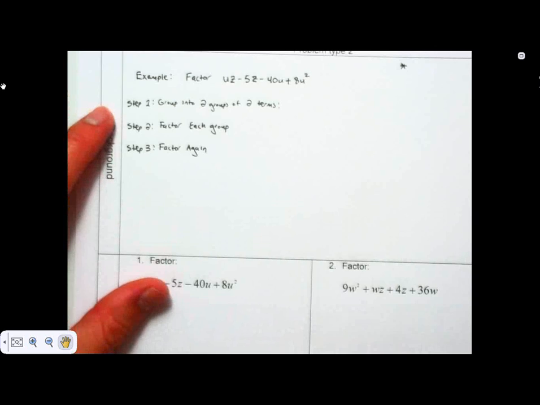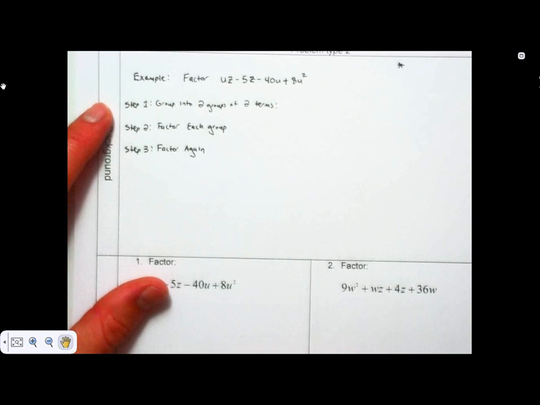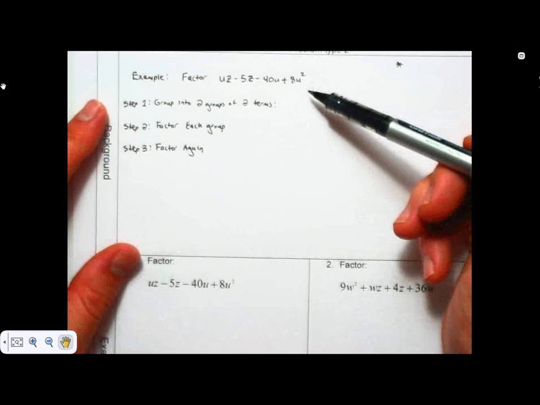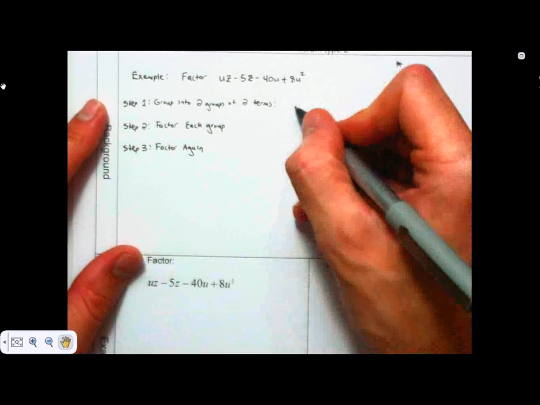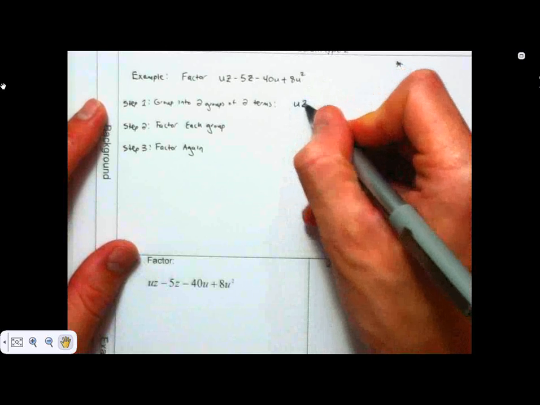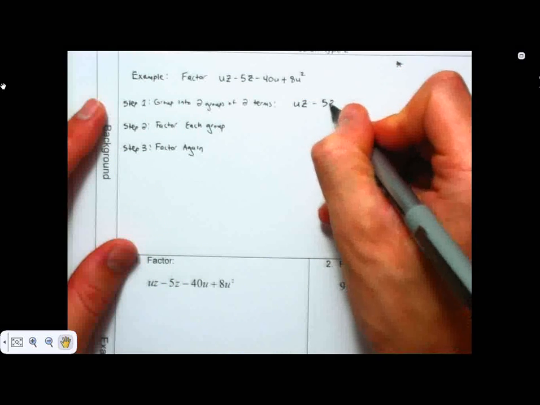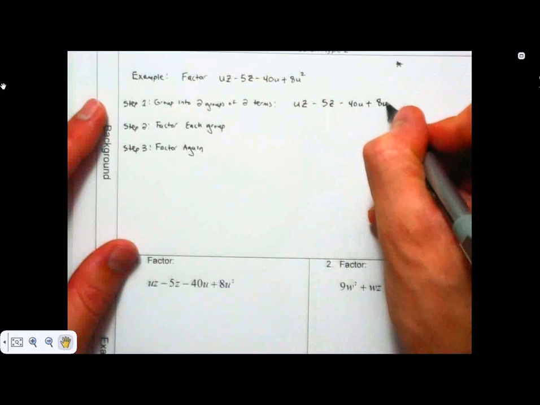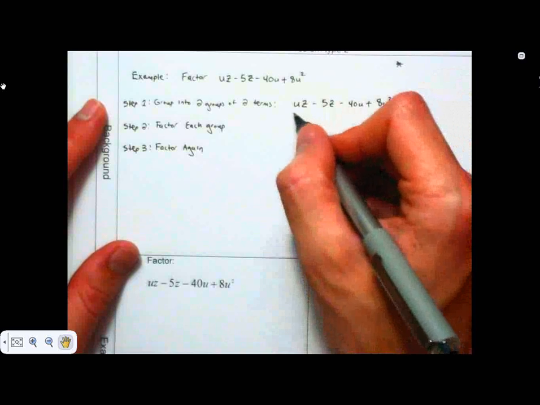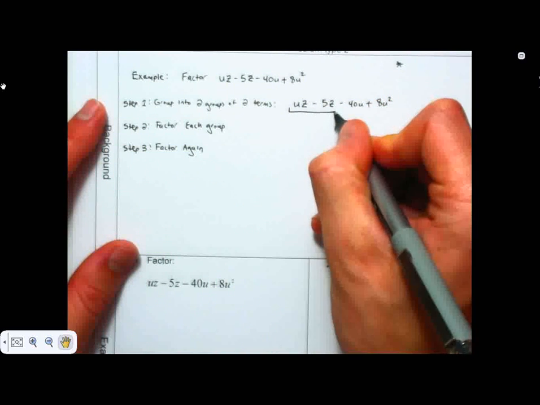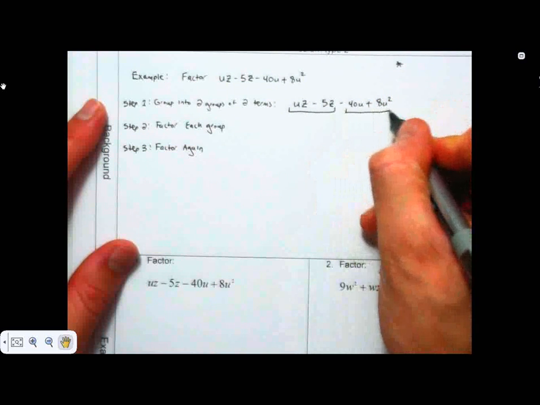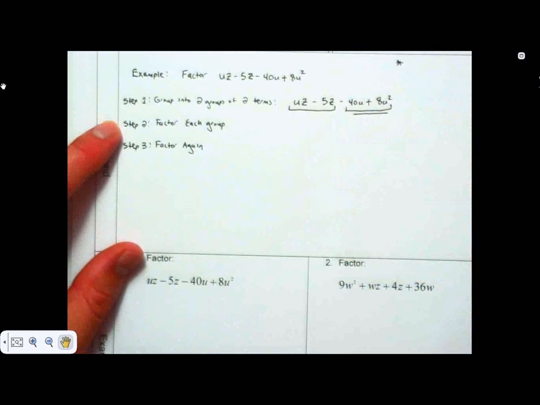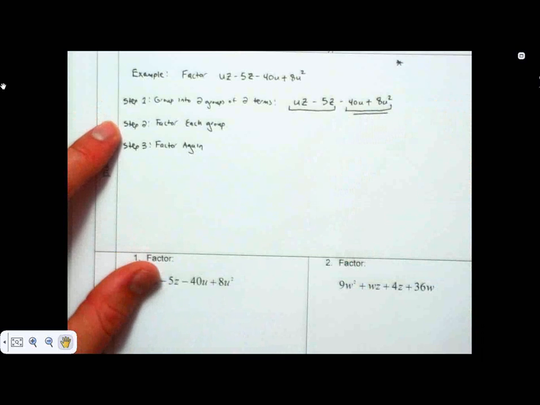So the first step for factor by grouping is to group into two groups of two terms. We're going to start with number 1 as our example problem, and I'm just going to rewrite what we have. So we've got uz minus 5z minus 40u plus 8u squared. Naturally my first instinct is just to group the first two terms together and the second two terms together. Step 2 then is to factor each group.